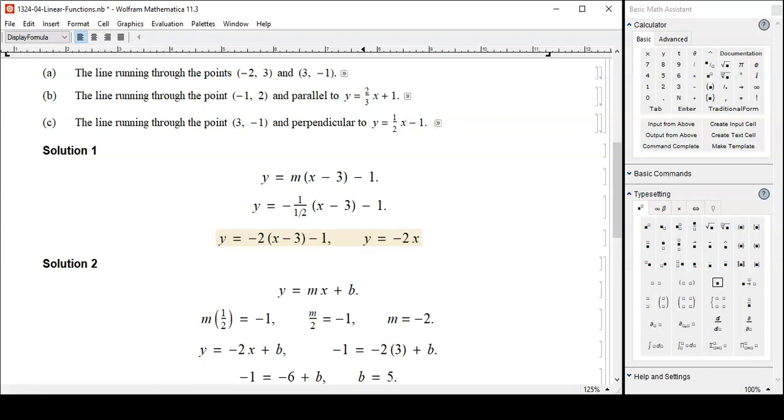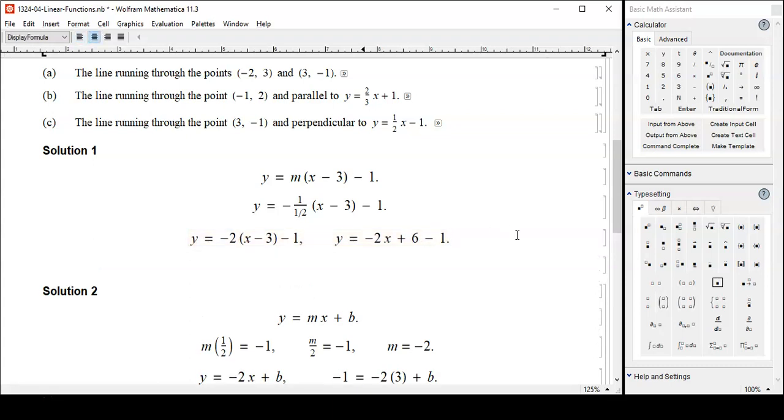Negative, negative, positive, plus 6 minus 1. So we get y equals -2x plus 5. Again, the same answer as before.